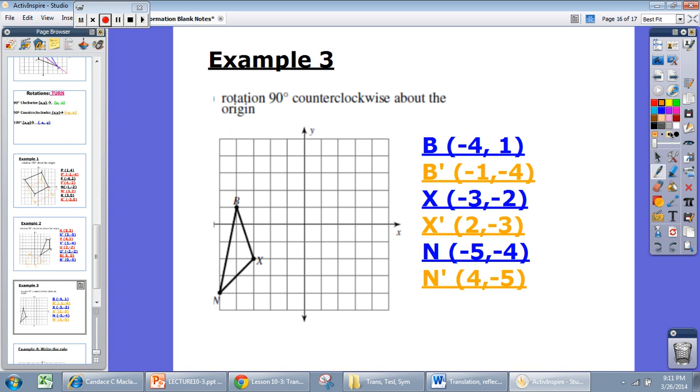Alright, you know the drill. Let's plot them. My new b is going to be 1, negative 4. And my new x is 2, negative 3. My new n is 4, negative 5.